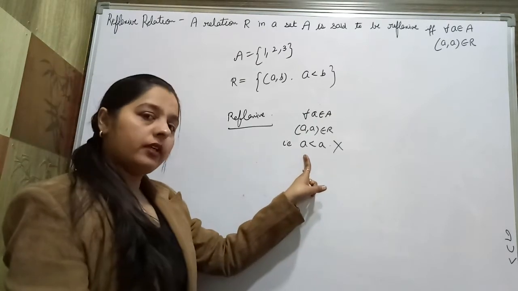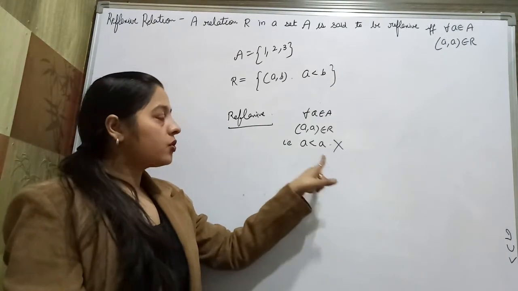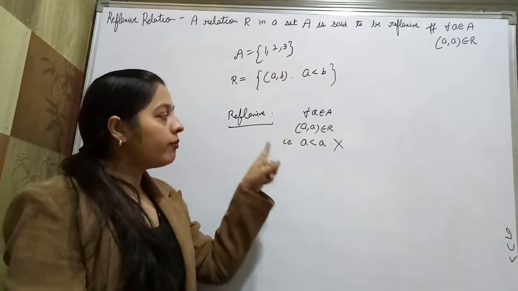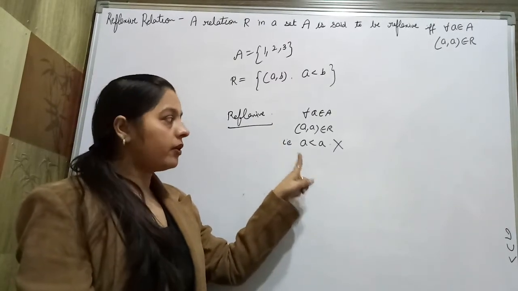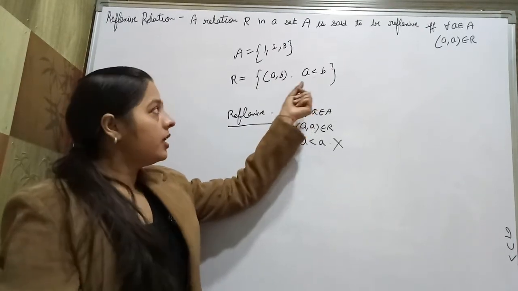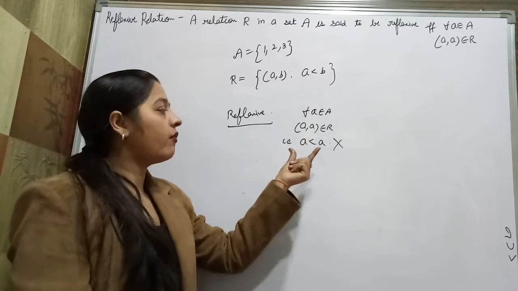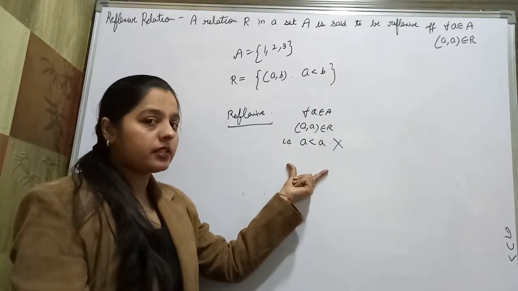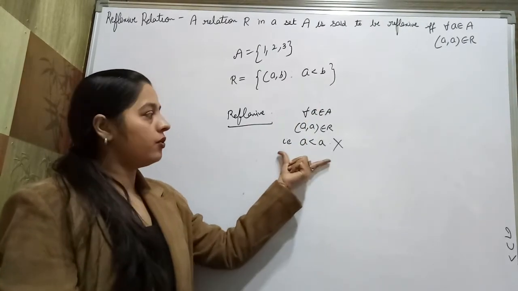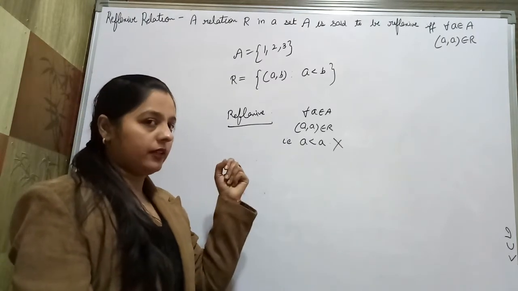Because the number can never be less than itself, right? So for a reflexive relation, you must relate a number to itself according to the relation given. Here the relation given is A less than B. So what you want to check is whether you can say A is less than A. Certainly you may say no. So what it means is that this relation is not reflexive, right?